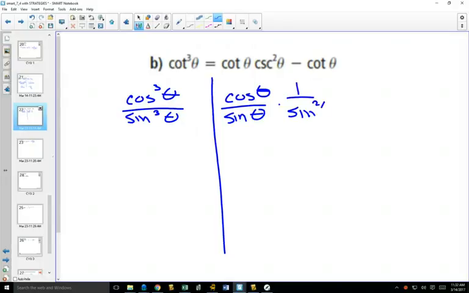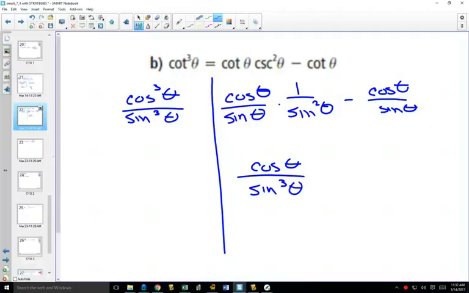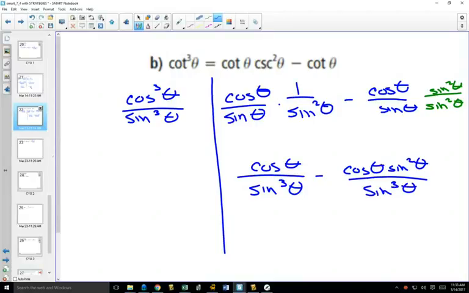Cosecant is 1 over sine squared minus cos over sine. So when I multiply these ones, I have cos theta over sine cubed theta. I'm subtracting another fraction, so again, my strategy of getting a single fraction, how would I get a common denominator? This one needs to multiply top and bottom by sine squared. So now I have a common denominator. I could, in fact, subtract those fractions. Could have probably done that all in one step here. And you get cos theta minus cos theta sine squared over sine cubed.